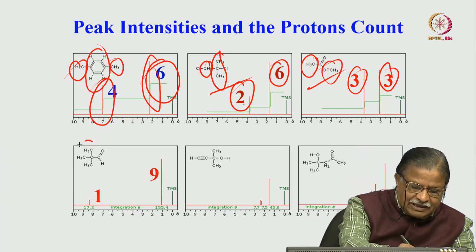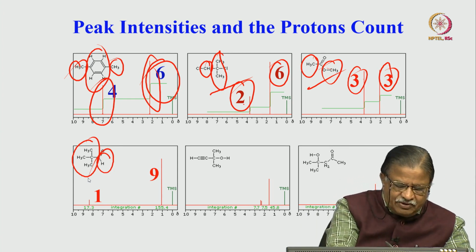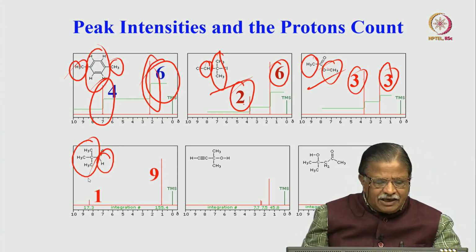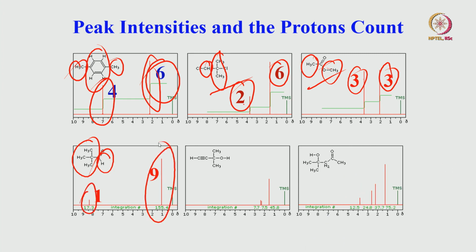In this example, there are 3 CH3s here and 1 CH group. As a consequence, you can look at the intensity pattern, 1:9. Obviously, this corresponds to the CH proton, and this corresponds to 3 methyl groups which are overlapped. Continuing further, we have the intensity ratio 1:6. This corresponds to the CH proton, and this is 2 CH3s overlapped.